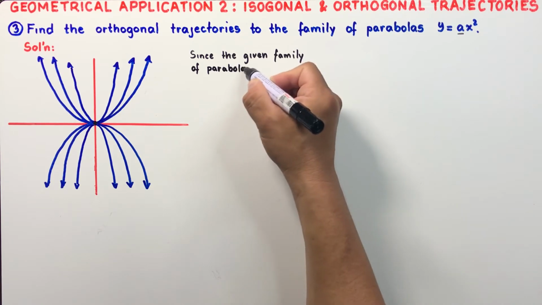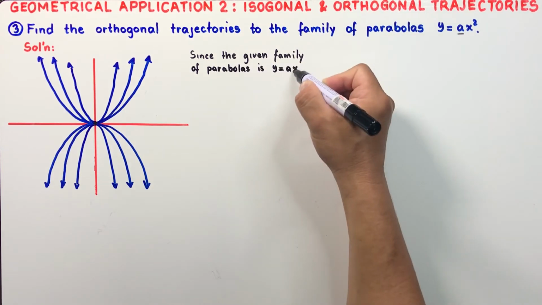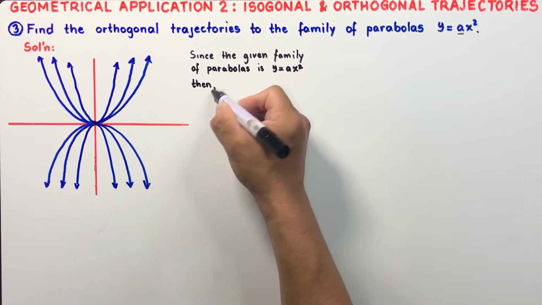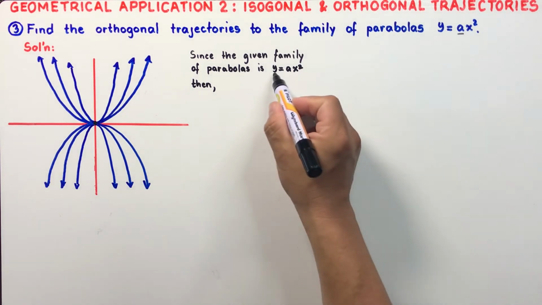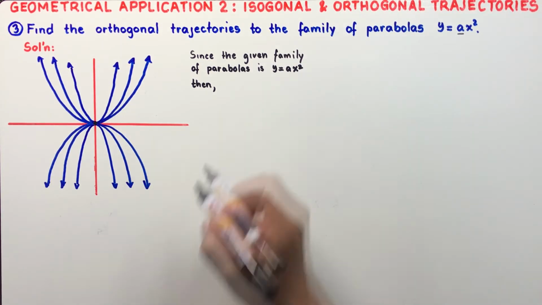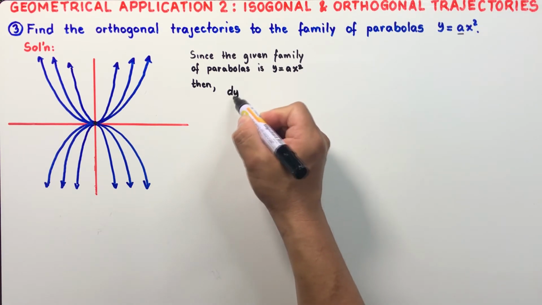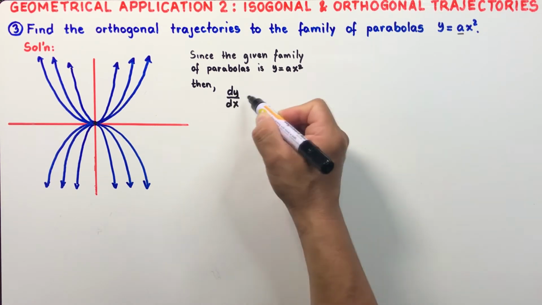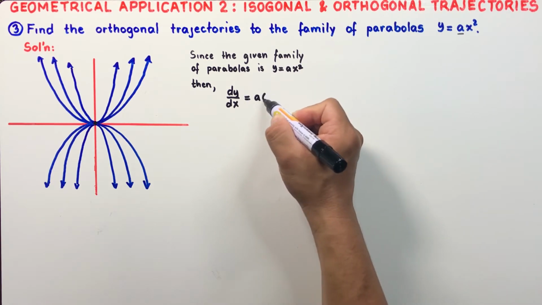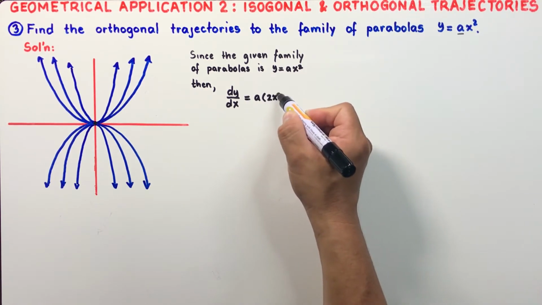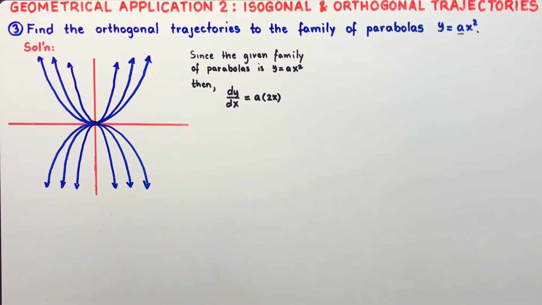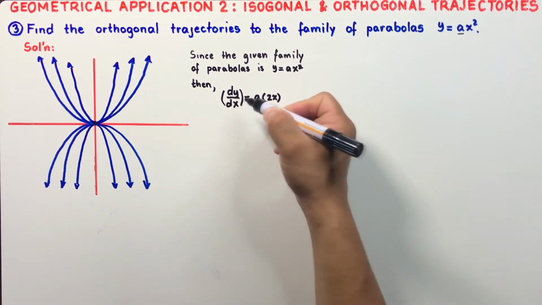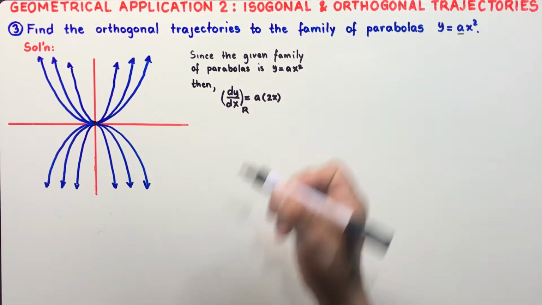So, since the given family of parabolas is y equals ax squared, then the slope of the given family is the derivative of this equation implicitly. So we have the derivative of y with respect to x, which is equal to a times the derivative of x squared, which is 2x. So we have now the differential equation, which is the derivative of the given family.